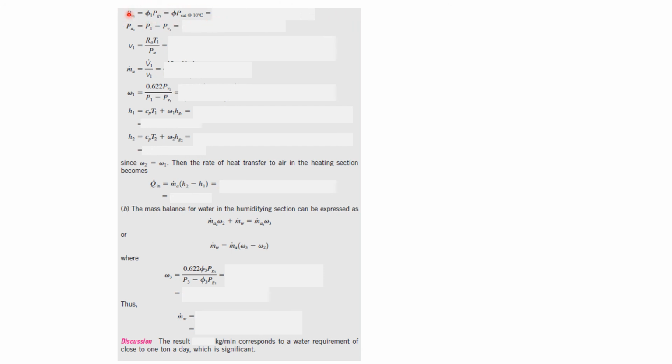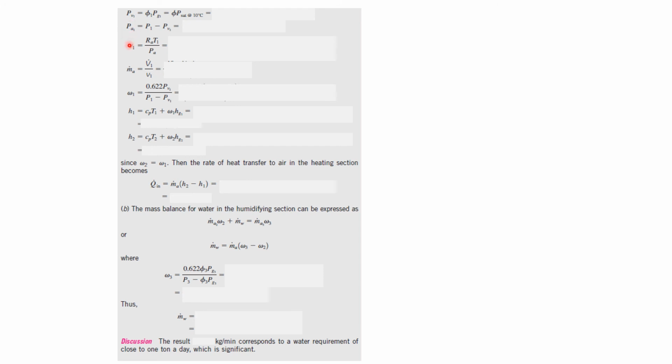So you find the partial pressure of vapor, right? The relative humidity at state 1 is given, and then the saturation pressure at state 1 is nothing but your saturation pressure at 10 degrees C, which we have found. Substitute it, find the value here. Once you know the partial pressure of vapor, the total pressure is given as 100 kPa, minus the partial pressure of vapor. That will give you the partial pressure of air.